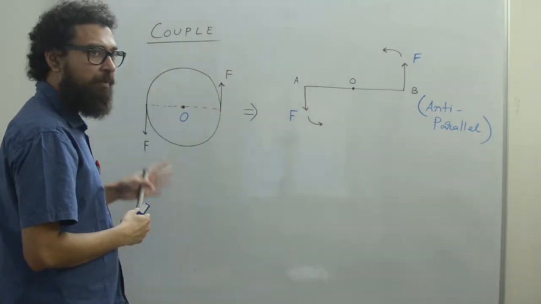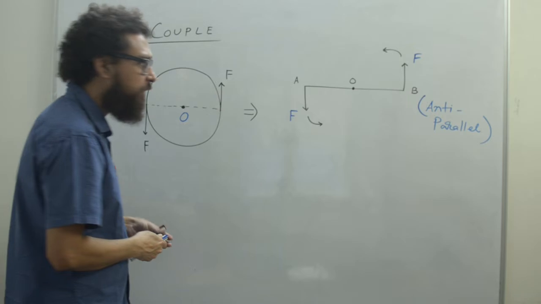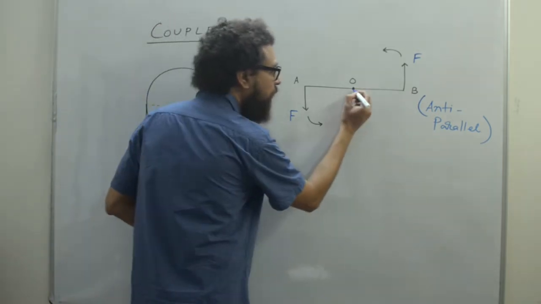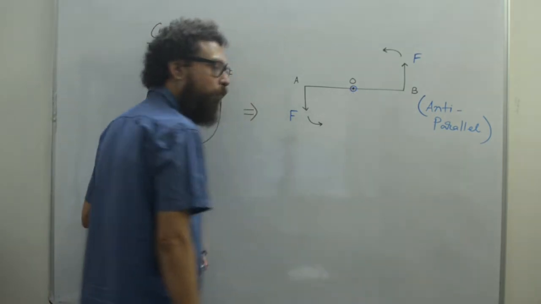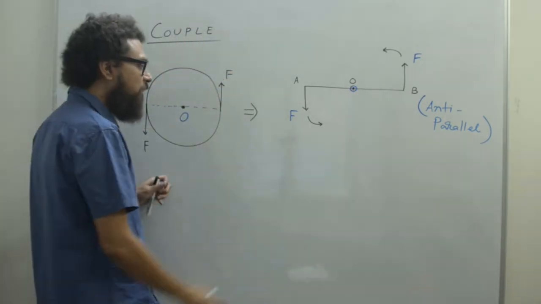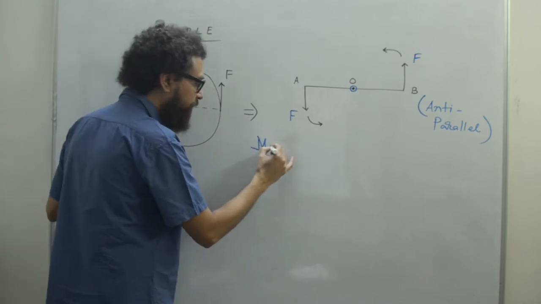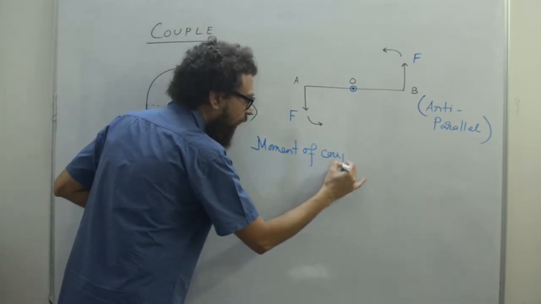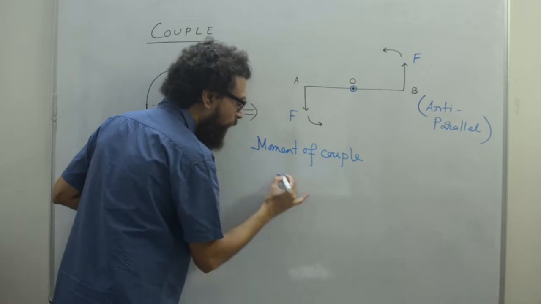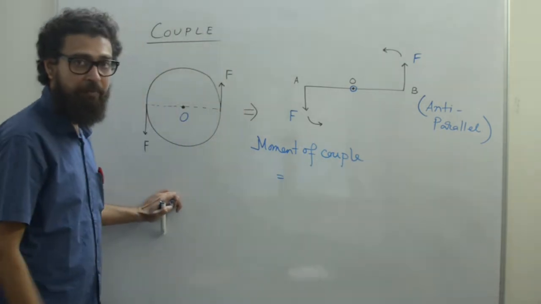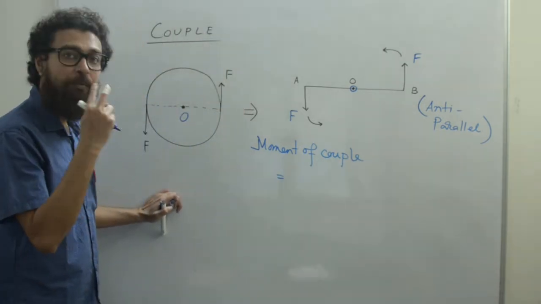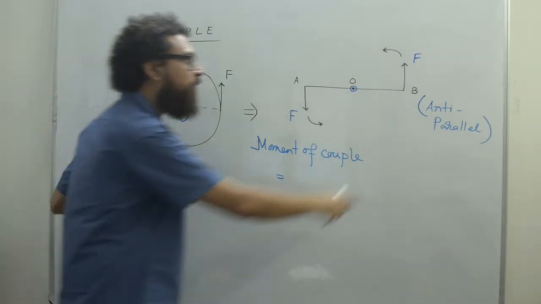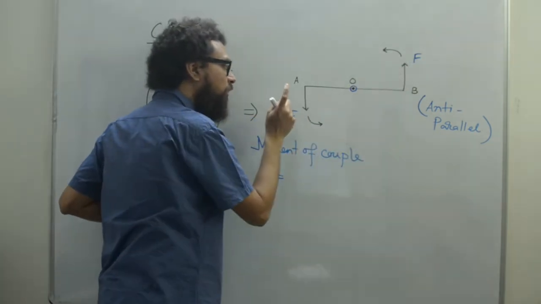What is the turning effect? The magnitude is force into perpendicular distance. Where is the pivot? The pivot is here, O. It is fixed there. So what is the moment of the couple? Can you tell me how many moments we'll get here? We'll be getting 2, correct. One for this force, one for this force.